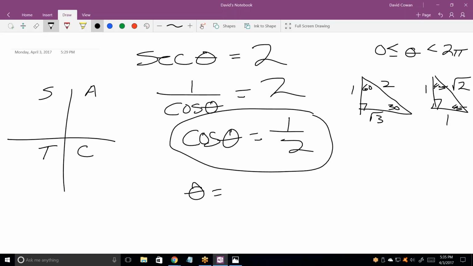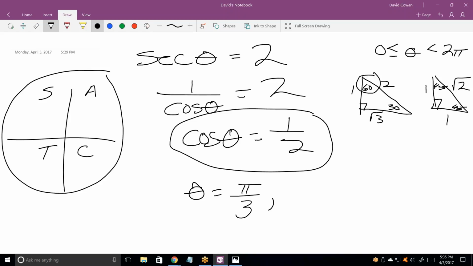As long as you remember these two triangles, you will never miss any first quadrant angle. In other words, for the cosine to be 1/2, it has to be 60 degrees because it's adjacent over hypotenuse. So theta would have to be 60 degrees, or pi over 3, since we're using radians. Now, where else, based on this, is cosine positive? Which quadrant?